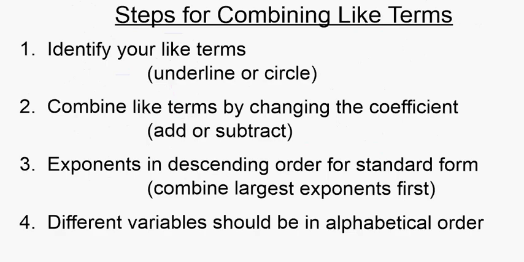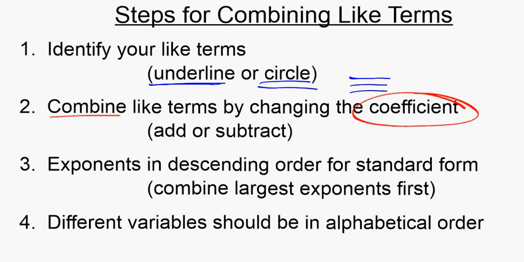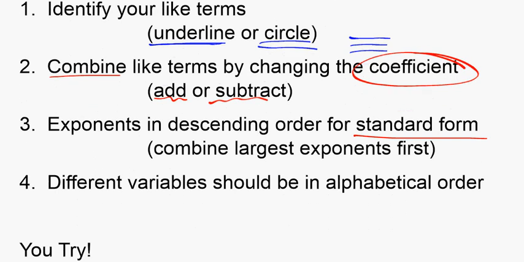So here are the steps that I want you to follow when combining like terms. As you saw I was doing, I was identifying my like terms by underlining, or you can circle them. Sometimes I underline once for one like term and then twice for a different like term. And then a third like term, I could use 3 underlines. Then you combine your like terms by changing the coefficient, right? And you change that coefficient depending if you're adding or subtracting. Make sure you have your answers in standard form.